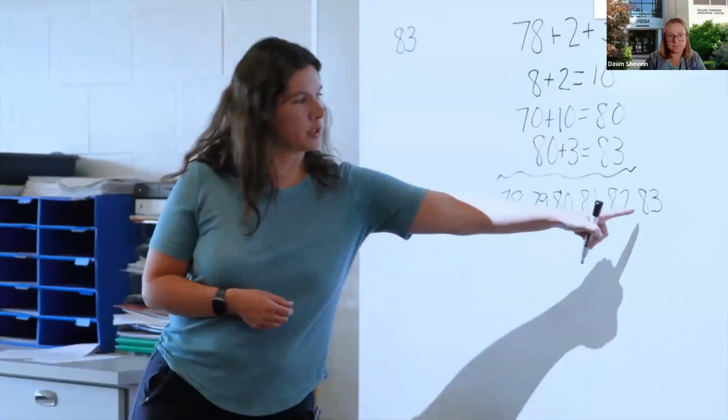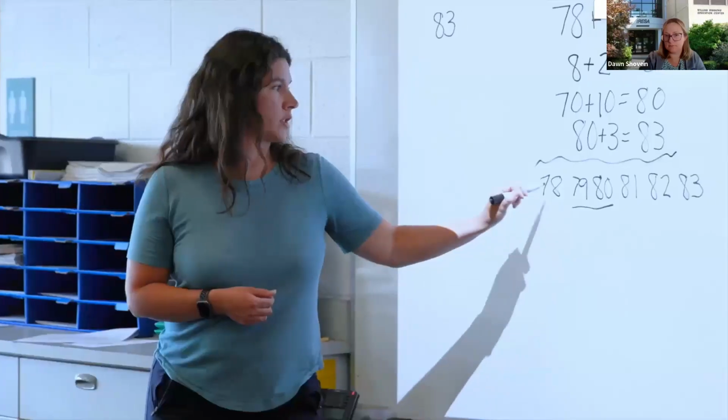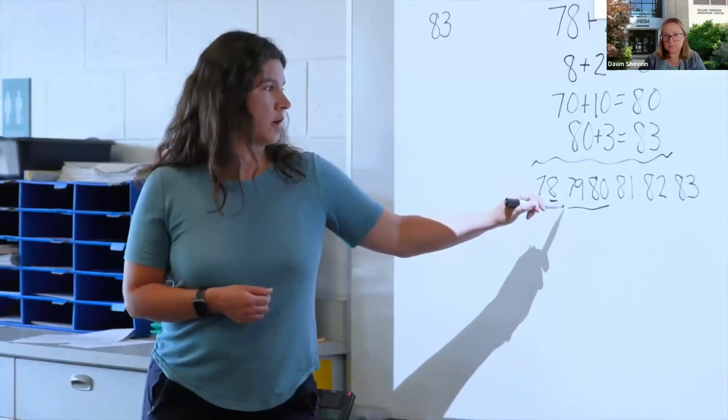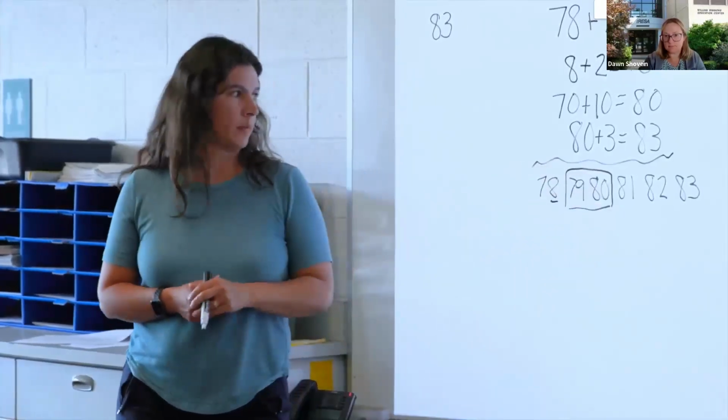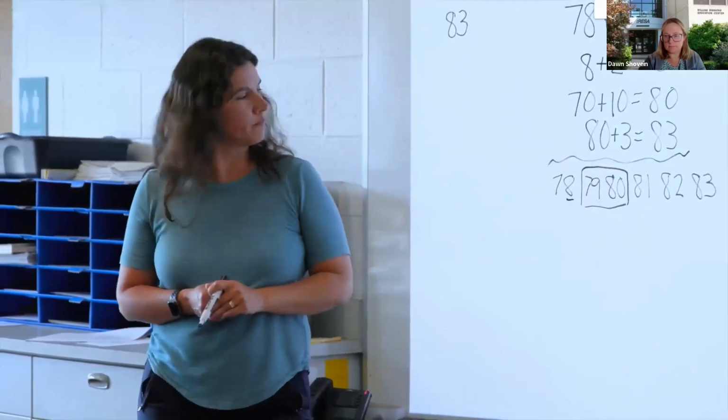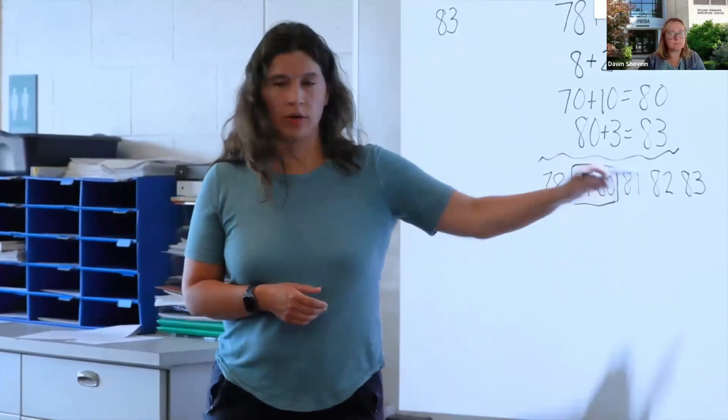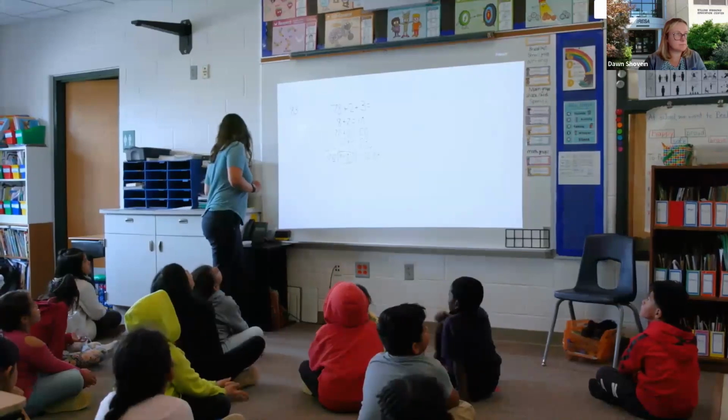Okay. So how does 83 work for you? Because, like Trey said, 8 plus 2 is 10. Okay, so here's our 8 plus our 2 more. That's our 10. There's our 10. And then there's our 3 more. I've got a new problem. Are you guys ready?